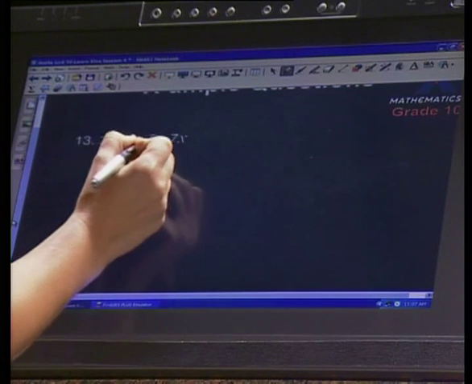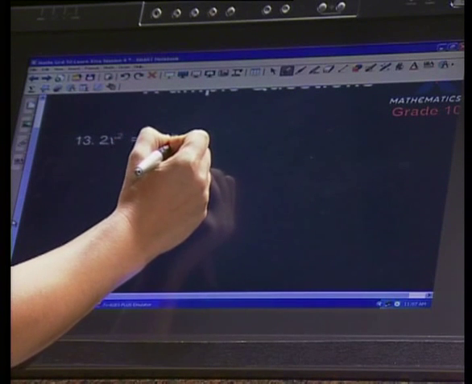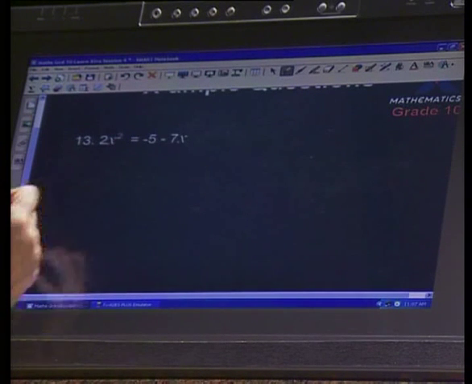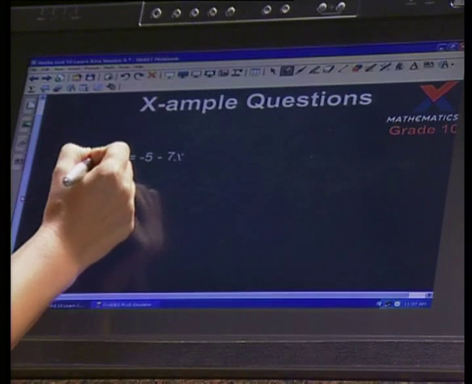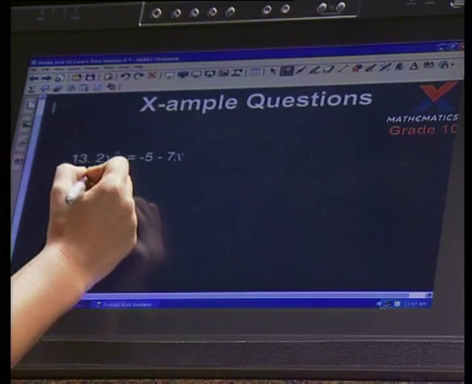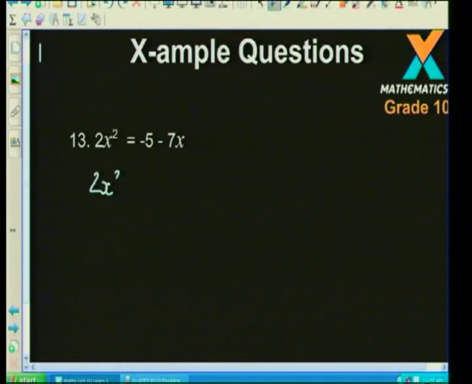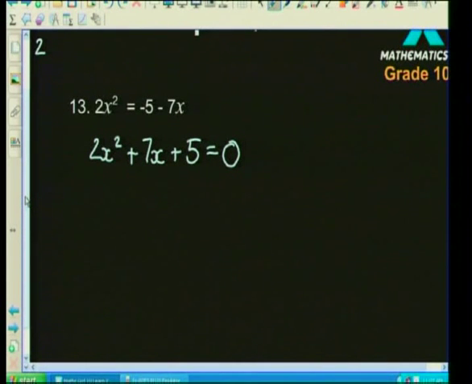Okay, 2x squared is equal to minus 5 minus 7x. How do I know that it is a quadratic equation? It's got an x squared. So step 1 is to make it all equal to 0. So 2x squared plus 7x plus 5 is equal to 0. I've done step 1. Step 2 is to factorize. Do I have a common factor? No, I don't. Do I have a difference of 2 squares? No, I don't. Do I have a trinomial? Yes, I do. So let's do our calculations on the side.